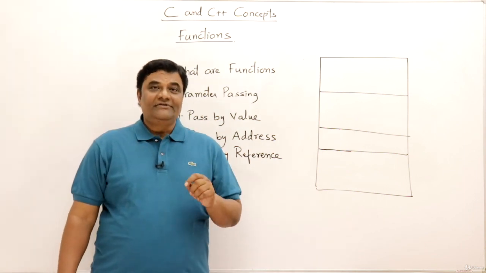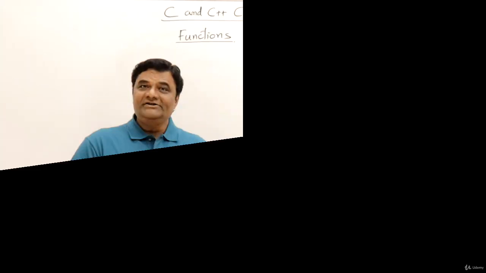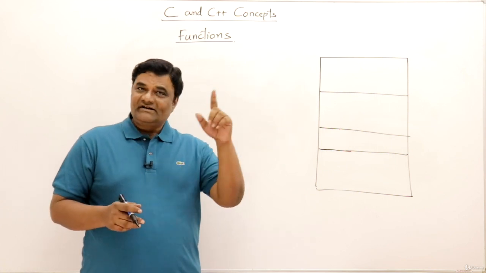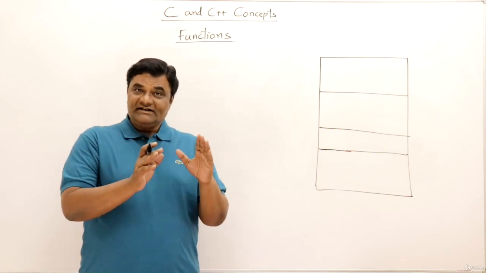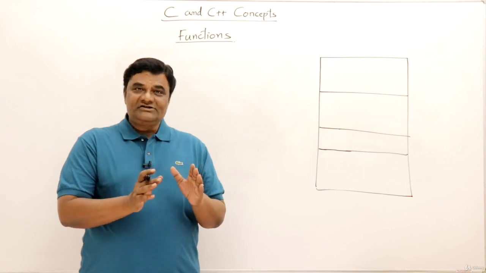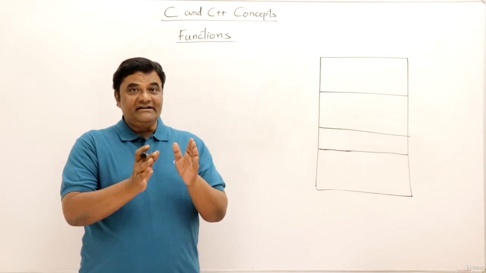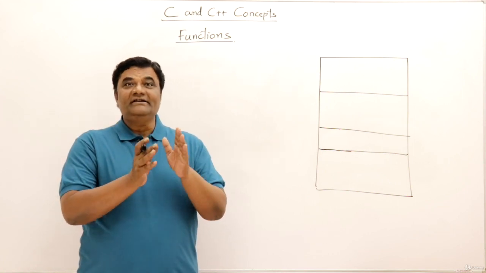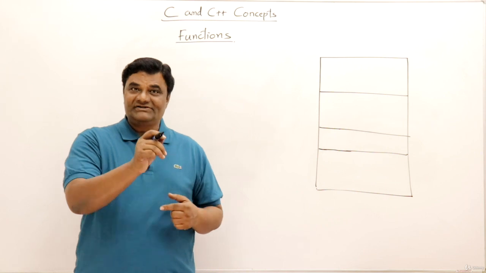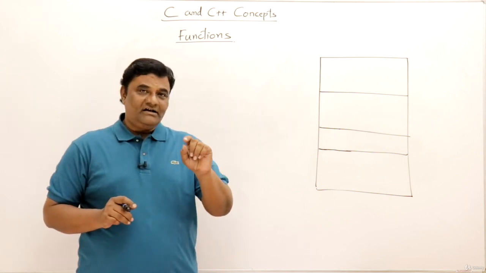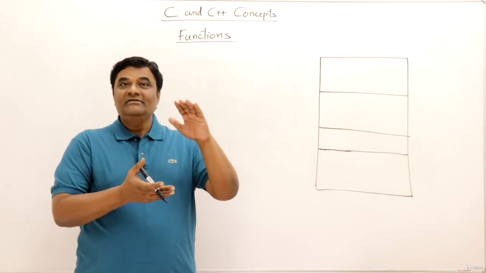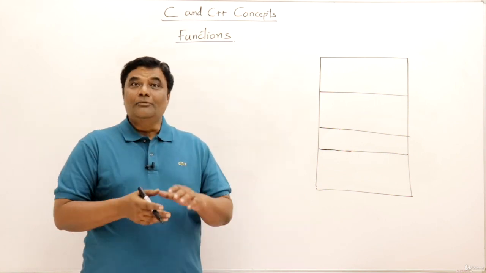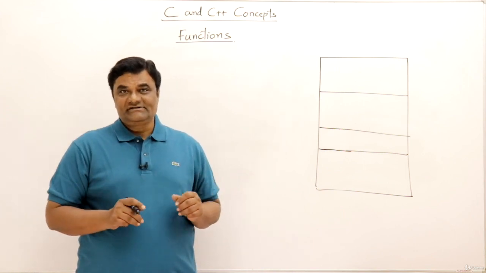So let us start with functions. What are functions? Function is a piece of code which performs a specific task. We have already studied about structures. In structure, I said that structure is a group of related data members. Now, function is a group of related instructions which perform a specific task. So, grouping data is a structure. Grouping instructions is a function. Functions are called as modules or procedures.